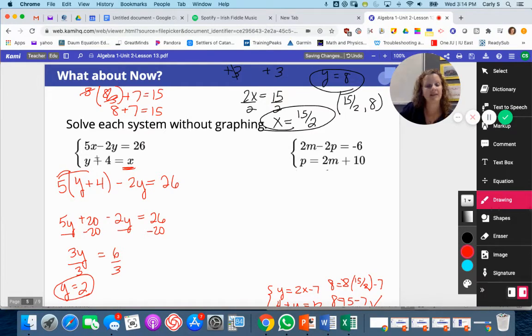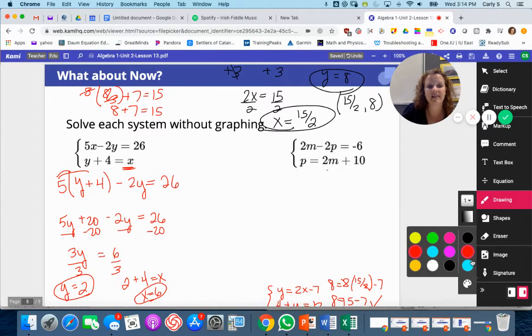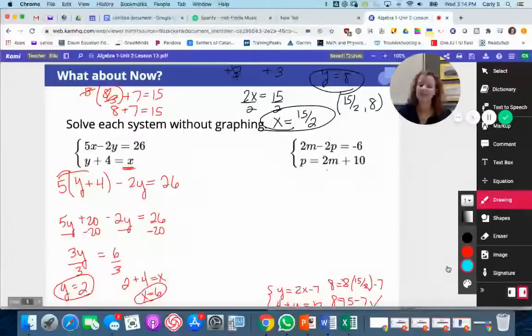Plug that back into either equation. It doesn't matter. I'm going to plug it into the second one. 2 plus 4 equals x. So x equals 6. And it is always a good idea to check your work. It just takes an extra minute, and you know you get the right answer.